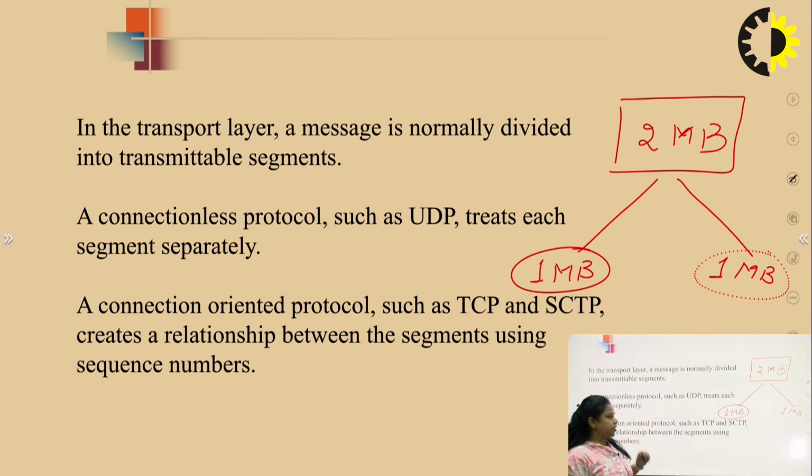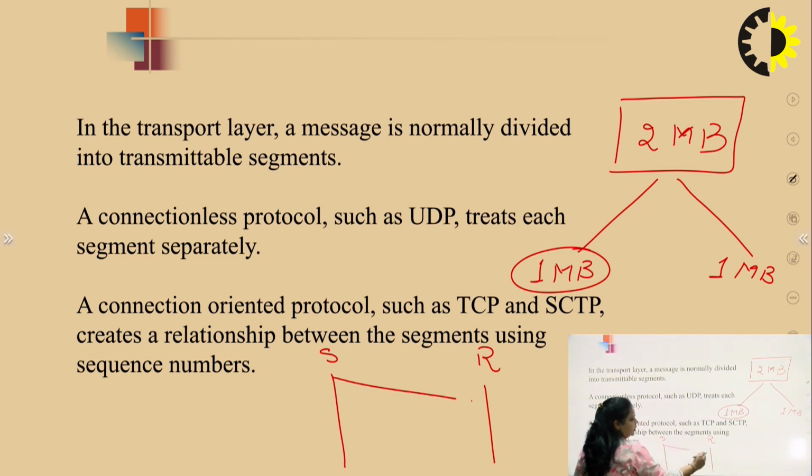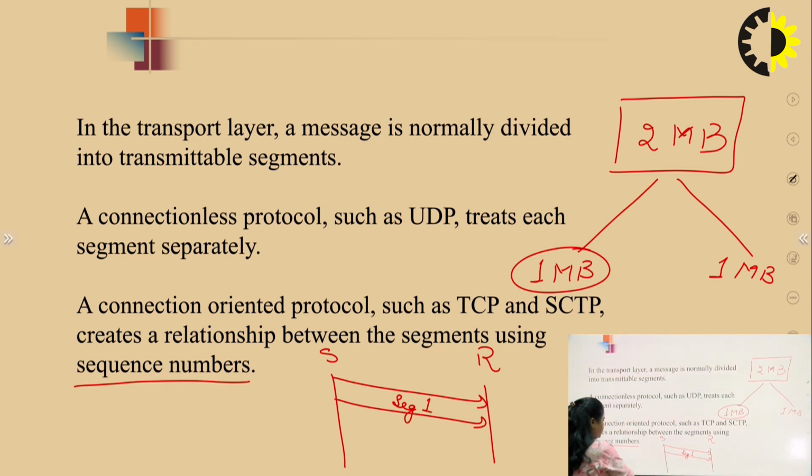But with a connection oriented protocol, for example TCP or SCTP, first of all we have to create a relationship between all the segments, and only then is it transmitted from the source to the destination machine, because initially we need to create a connection between the source machine and the destination machine. Then when I send segment 1, we have to give sequence numbers to each and every packet, so that when it comes to the receiver side, it is easy for the receiver to reassemble all the segments.